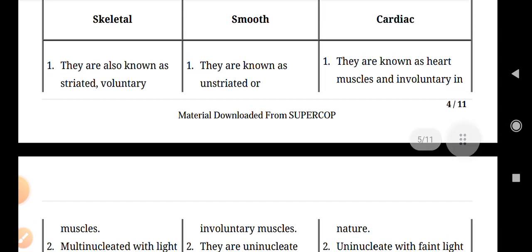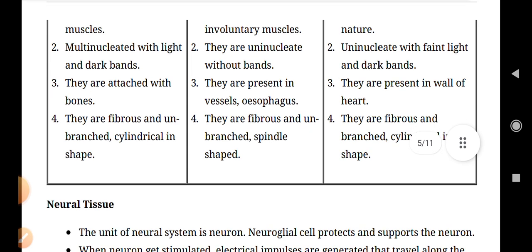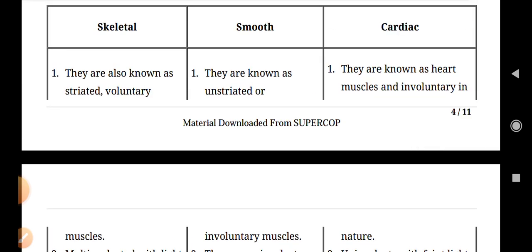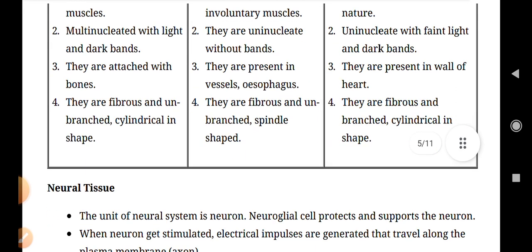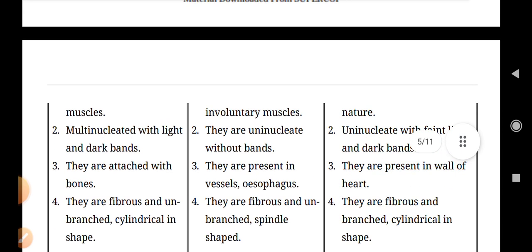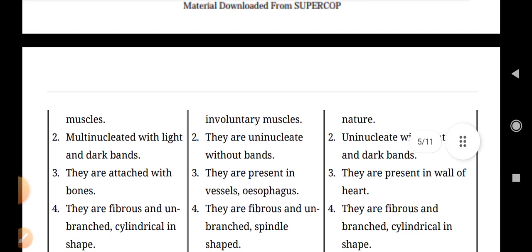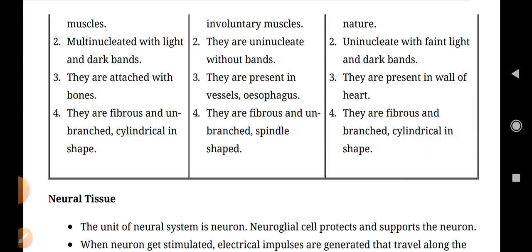Skeletal muscles are known as striated voluntary muscles, multinucleated with light and dark bands. They are attached with bones. They are fibrous and unbranched, cylindrical in shape. Smooth muscles are known as unstriated or involuntary muscles. They are uninucleated without bands, present in vessels and esophagus, fibrous and unbranched, spindle shaped. Cardiac muscles are known as heart muscles and are involuntary in nature, uninucleate with faint light and dark bands, present in the wall of the heart. They are fibrous and branched, cylindrical in shape.